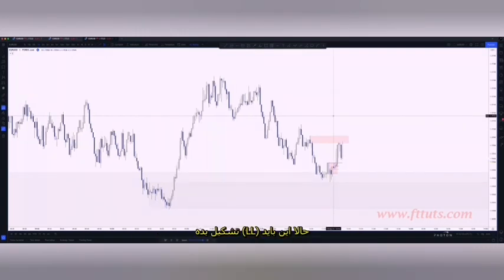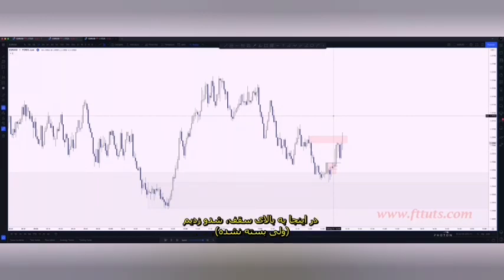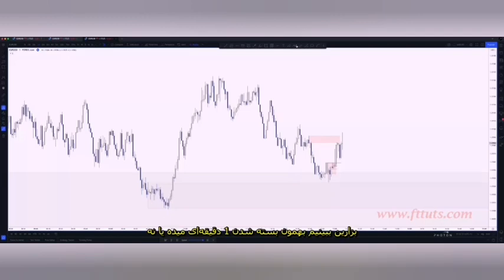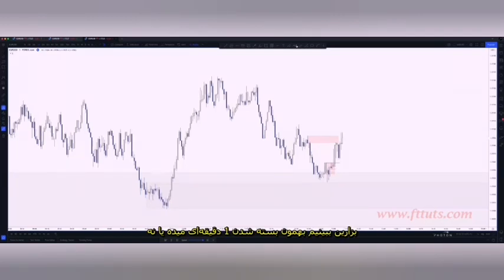So this now should form a lower low. Let's see. Okay, so now we've closed, or no, we haven't closed, but we've spiked up above that high. So let's wait and see if we can get an M1 close. So now we have an M1 close above the reaction, right? So we have that confirmed failed reaction.